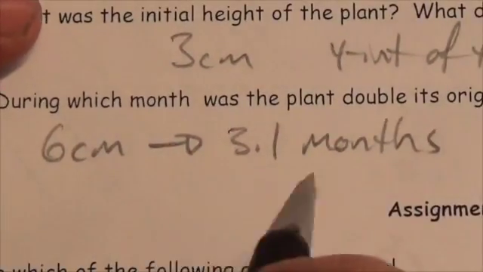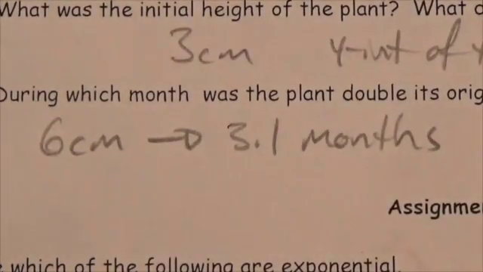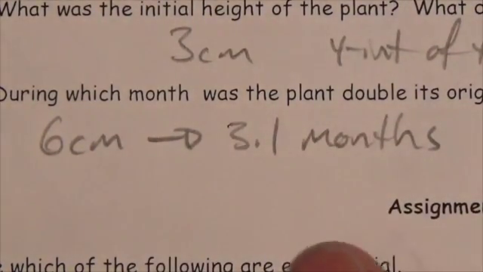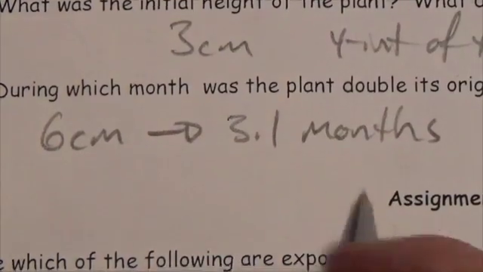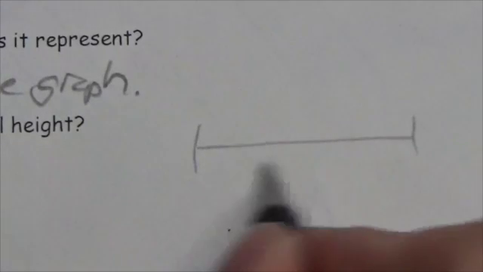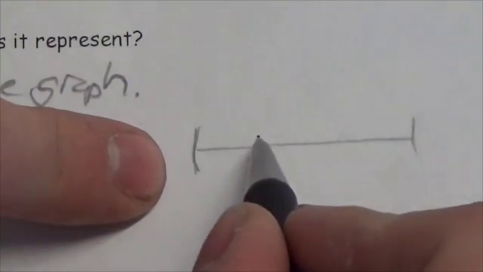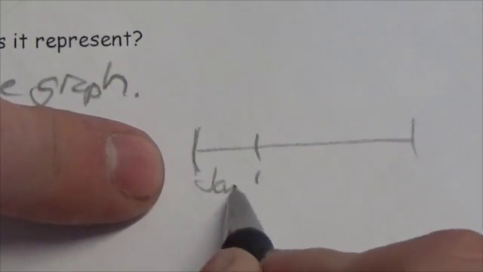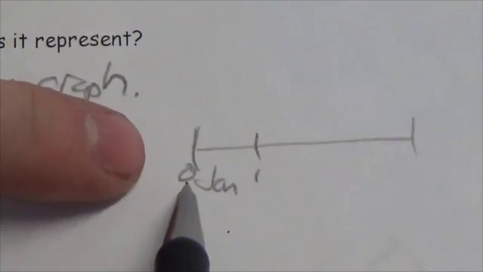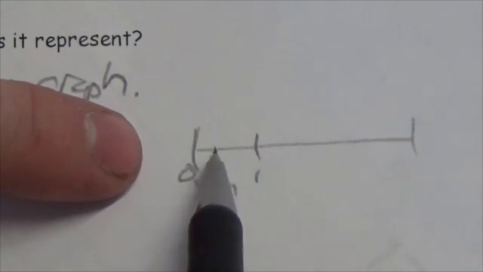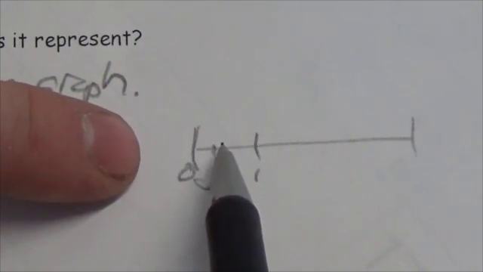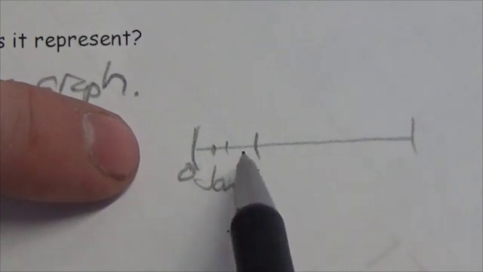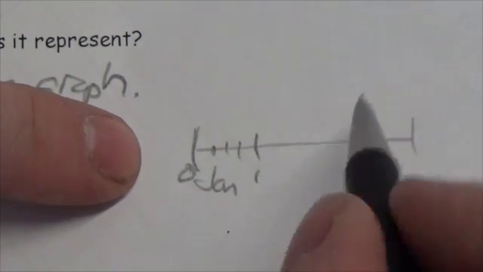Now, let's think about that, because you've got to be kind of clever about this. 3.1 months means which month are you in? Let's think about the way the calendar works. Here's the beginning of the year, and here's the first month, January. Even if you're 0.1 of the way into January, 0.5 of the way, or 0.75 of the way, this is all in the first month.